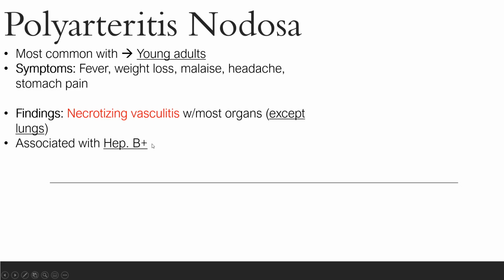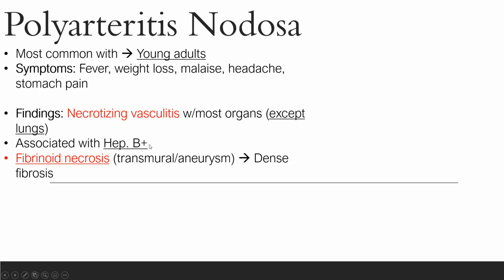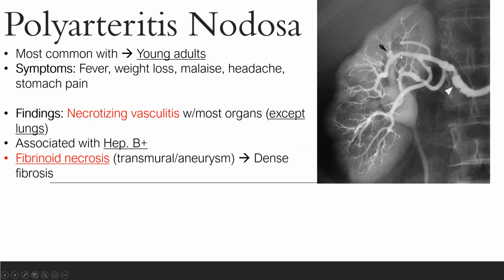And so it's also associated with hepatitis B. I believe the positive surface antigen to hepatitis B. So look out for that. And again, this is fibrinoid necrosis. So that's a transmural, meaning the entire width of the artery is involved. And over time, that weakens the artery wall. It can cause aneurysm formation, and you'll have aneurysm formation and dense fibrosis along with it. And so these aneurysms plus the dense fibrosis is what causes these nodes.